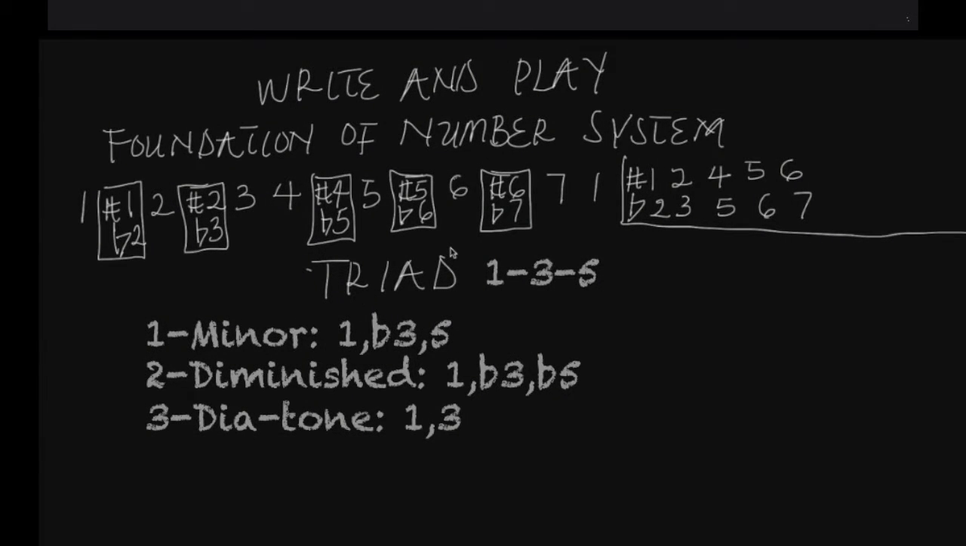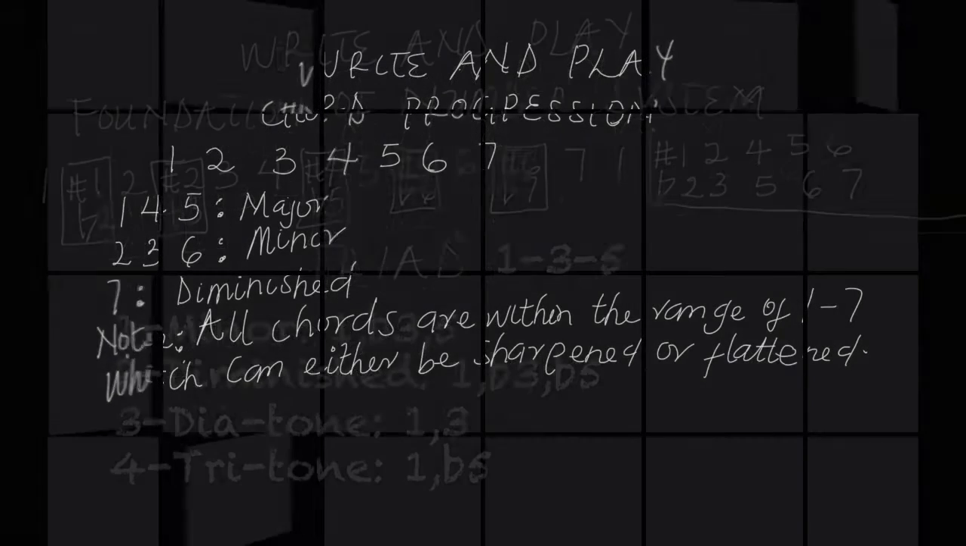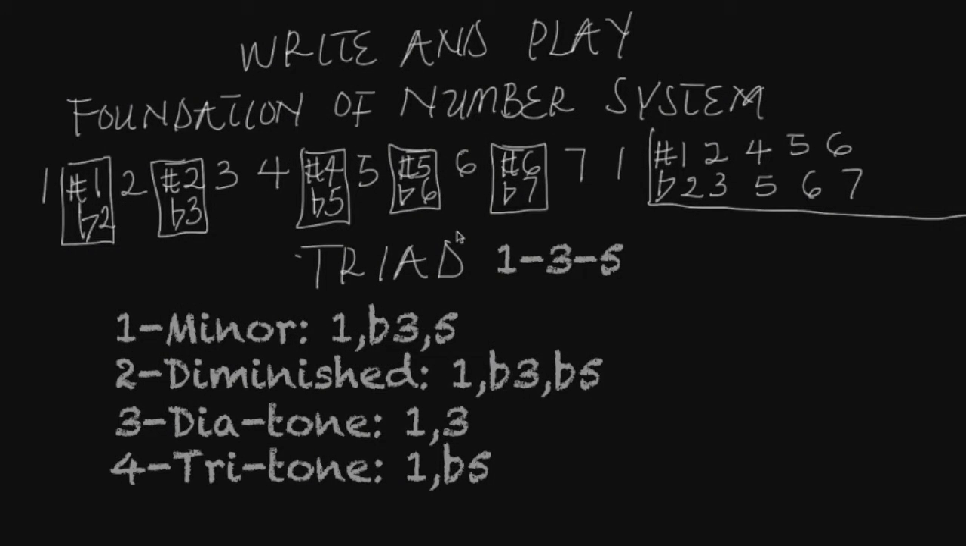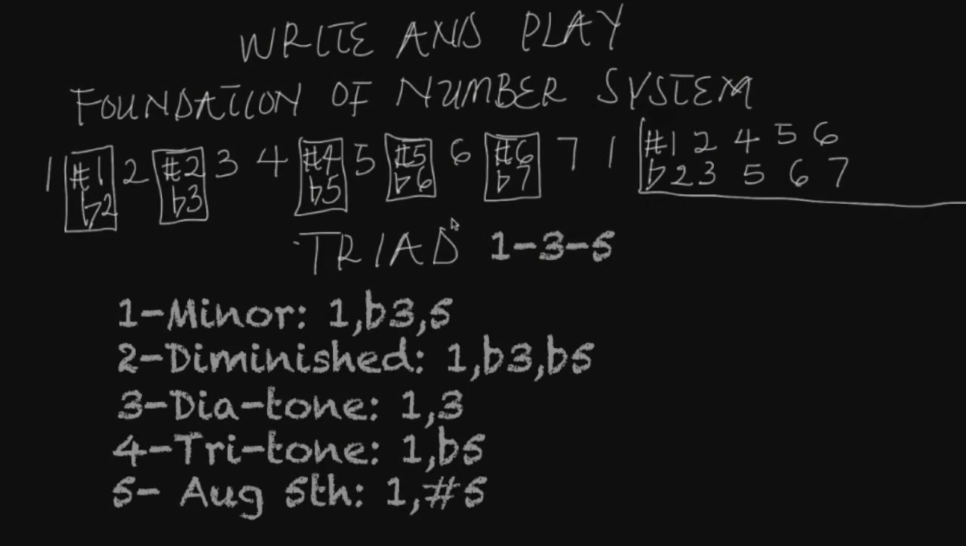a diad. If you have the 1 and you flatten the 5 and you remove this 3, so if you have the 1 and the flattened 5, you have what is called a tritone. Just take your 1, remove the 3rd, and flatten the 5. We have what is called a tritone. So this is how you derive other chords from just a major triad.